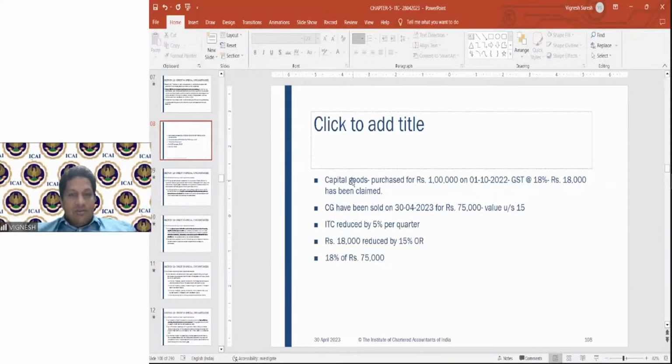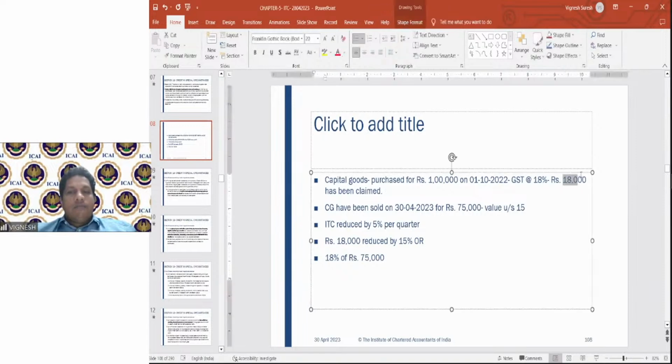Need to understand. So this 18,000 is what? When you claim the credit of the purchase of capital goods. From this 18,000, you will now reduce 5% per quarter. When you are selling it on 30th April, what are the quarters which are covered here? October, November, December, 1 quarter is covered. Jan, Feb, March, 2 quarters are covered. April, May, June, part thereof, that also, 3 quarters are covered. Till now, I hope you followed. These 3 quarters, 5% per quarter, 15%.